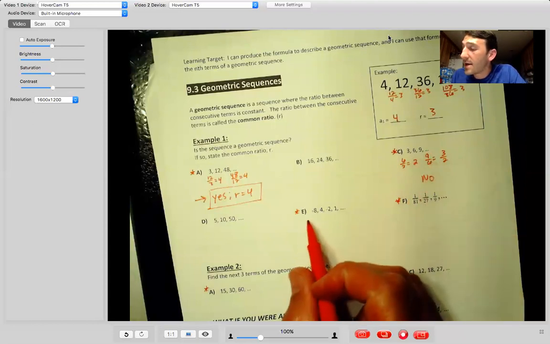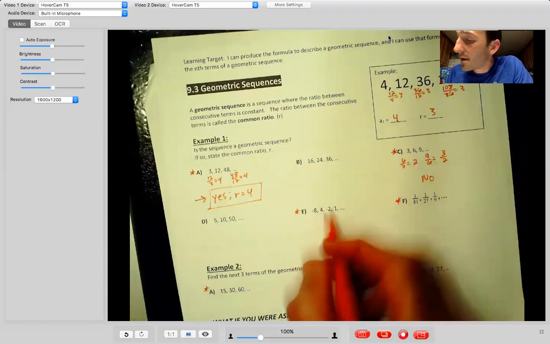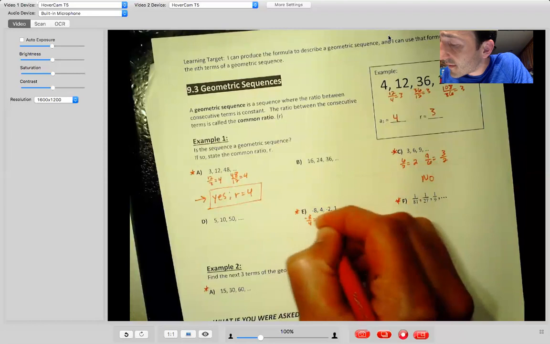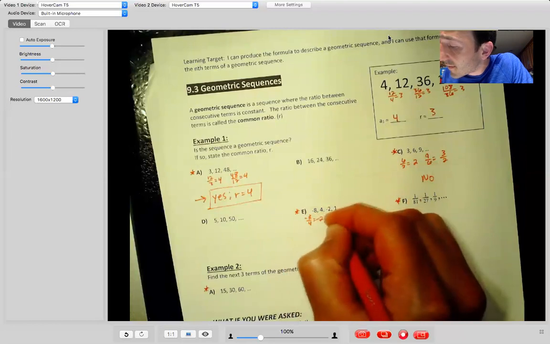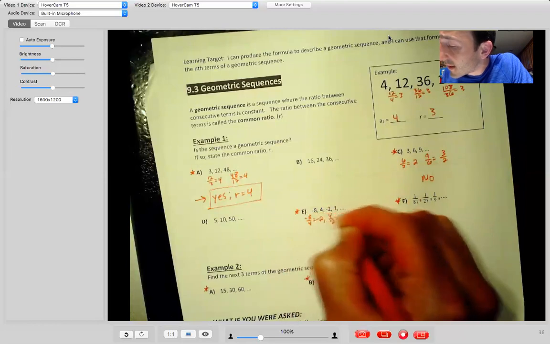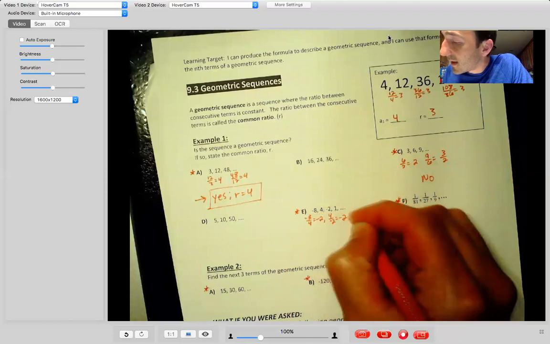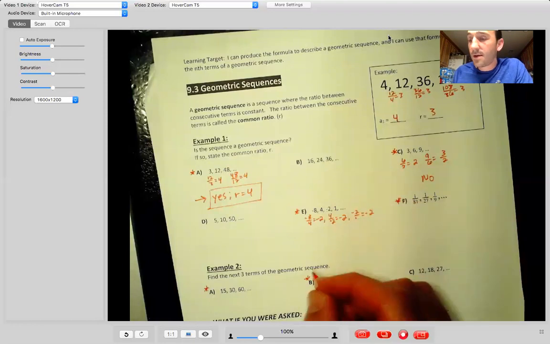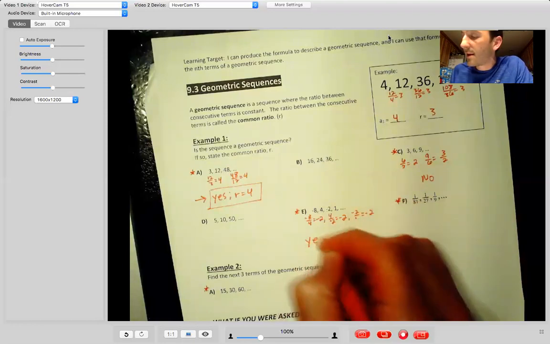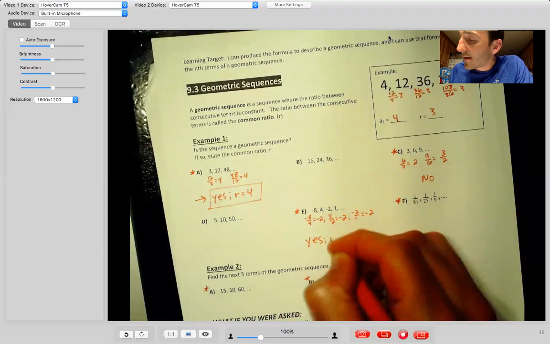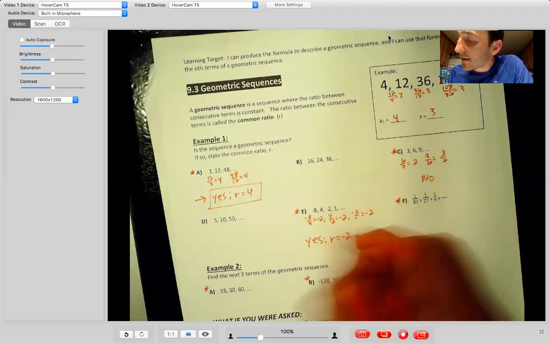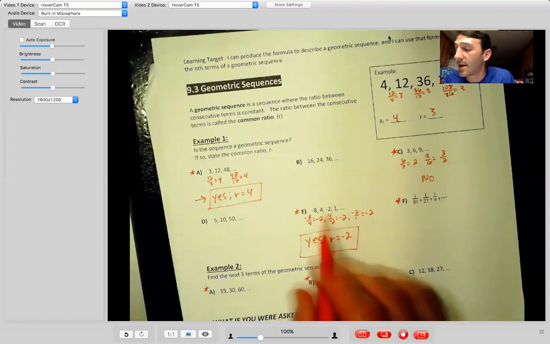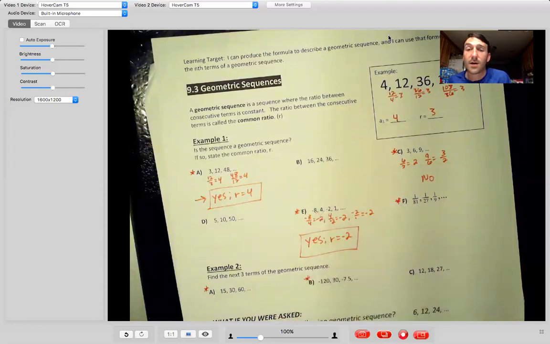Skip D, go to E. So here we'd have negative 8 over 4 is negative 2. 4 over negative 2 is negative 2. And then negative 2 over 1 is negative 2. So looks good. We would say yes here. And R is negative 2. So anytime you have a geometric sequence where R is negative, you're going to see that positive negative pattern.